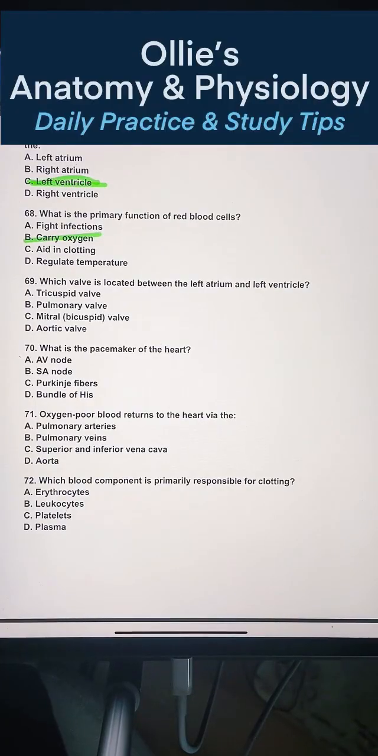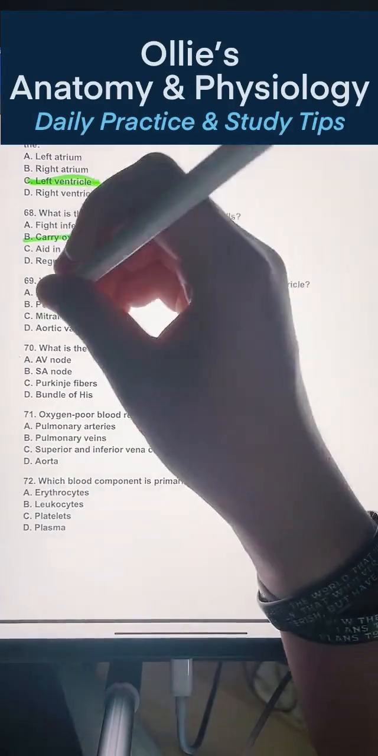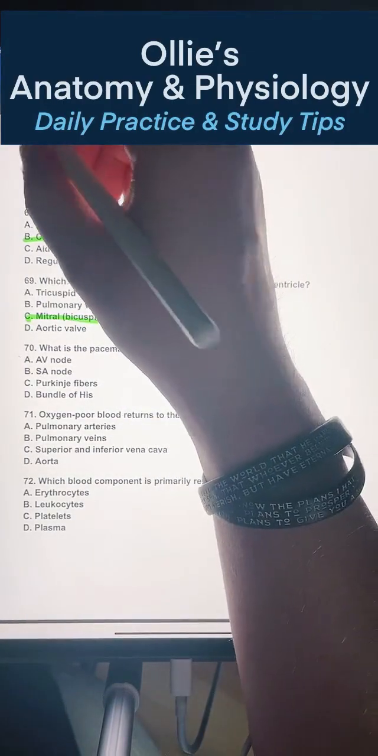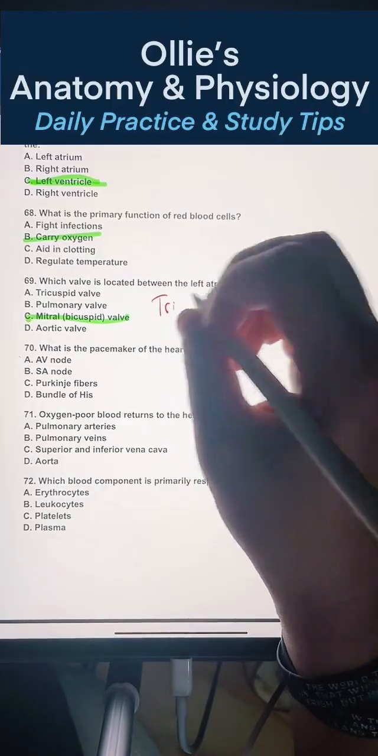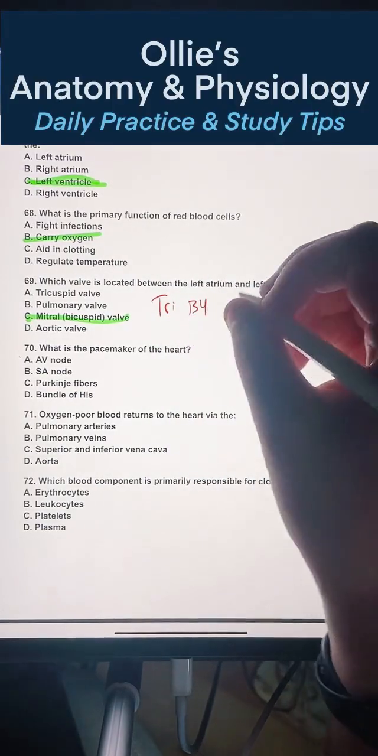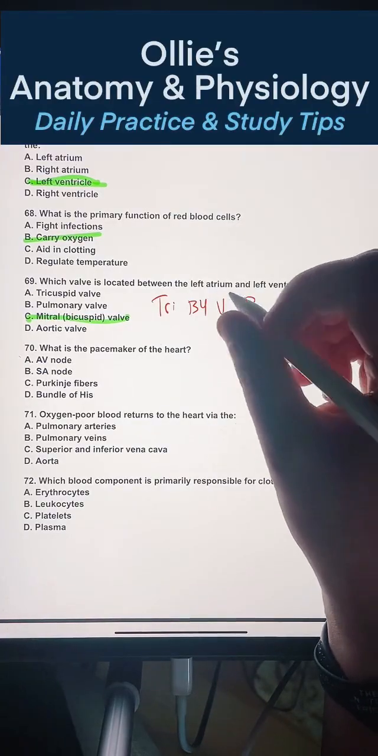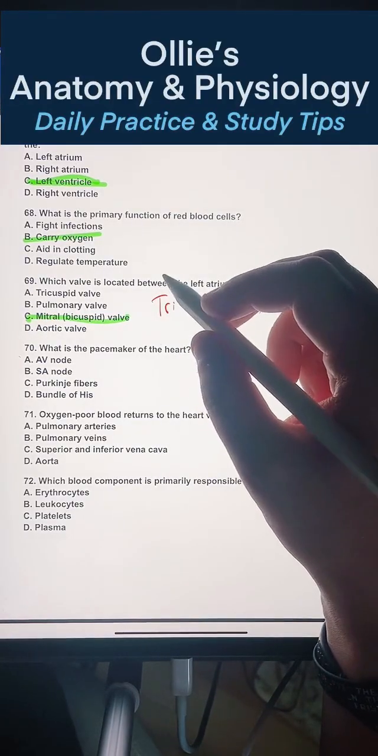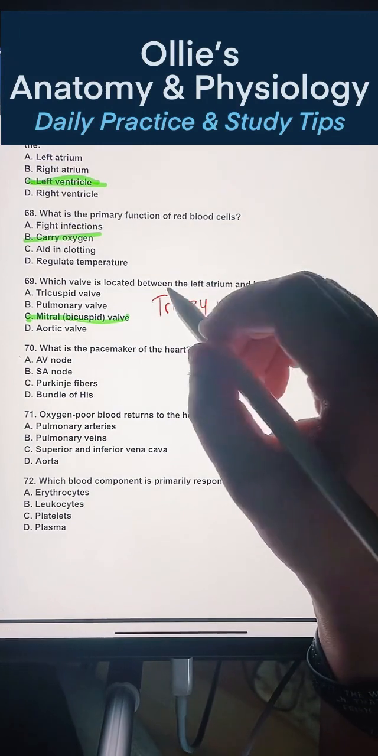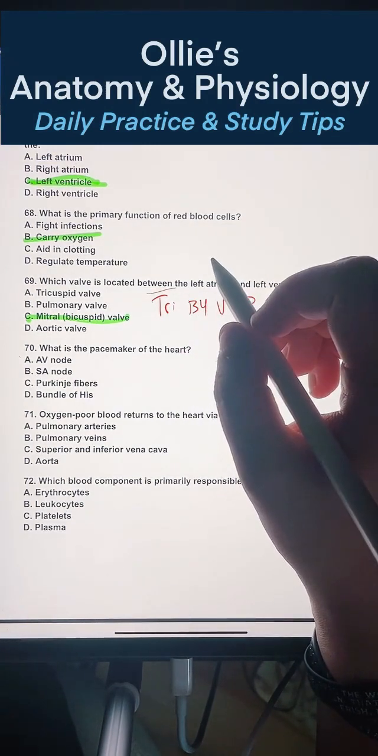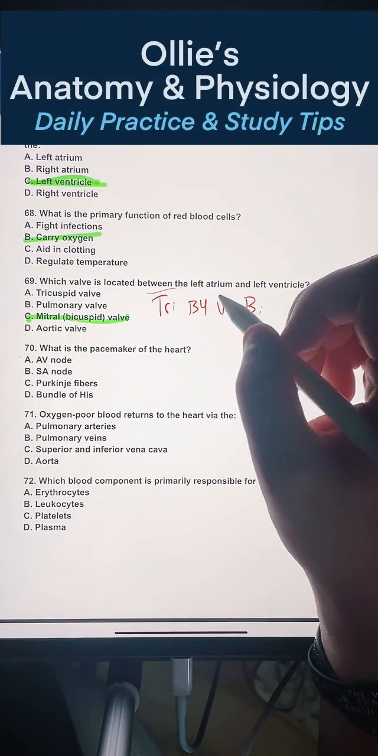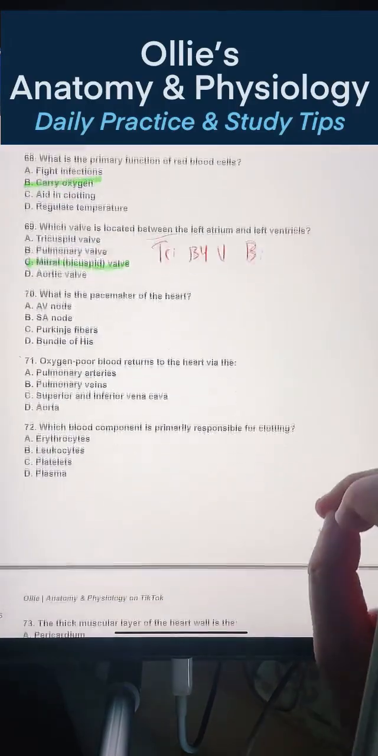The answer is C. It's the mitral or the bicuspid valve. The way to remember it: whenever you go to the store to buy clothes, you try it on before you buy it. Try before you buy. So tricuspid valve before bicuspid valve. Tricuspid valve is in the right atrium and right ventricle. Bicuspid valve, left atrium and left ventricle.